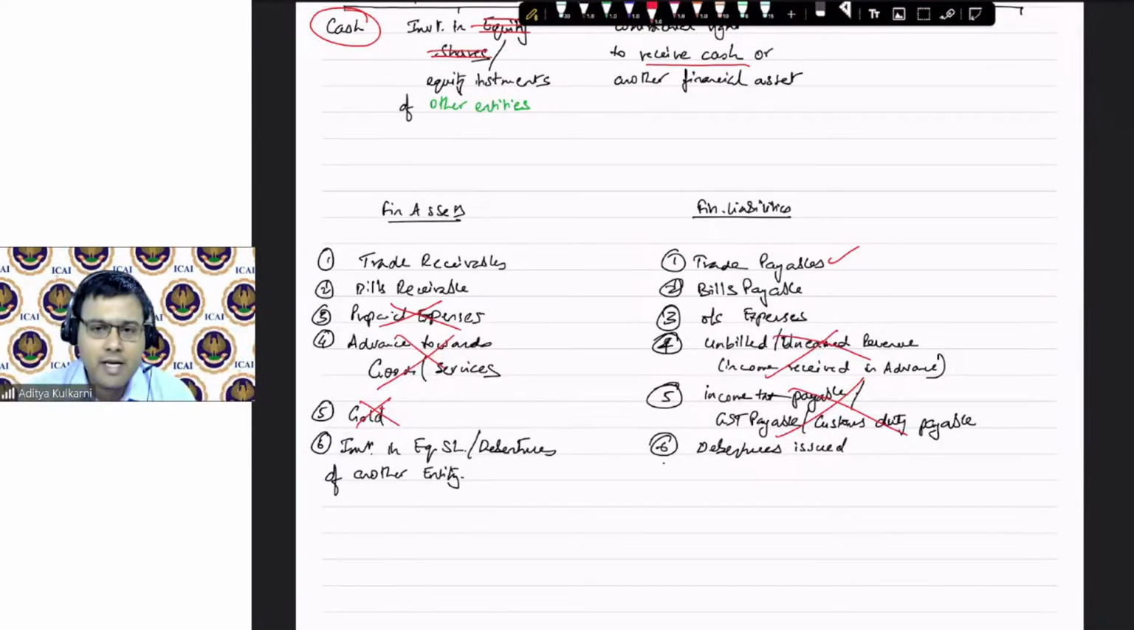Why do I have an obligation to deliver cash? That is how the trade terms are. Today I procure goods. In return, I have to pay the amount after say 1 month or 2 months as the case may be. And therefore, trade payables are financial liabilities, irrespective of the fact that what we are getting are non-financial assets.